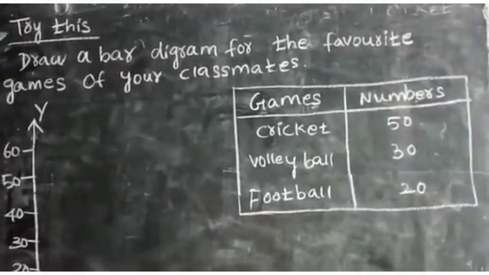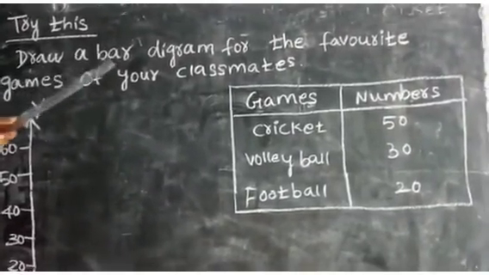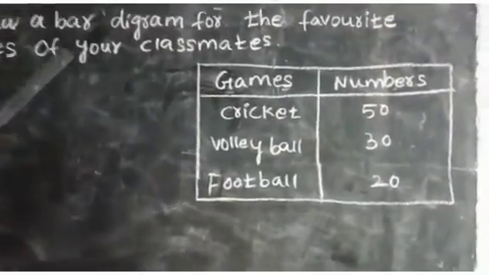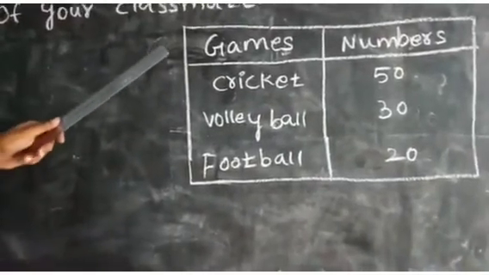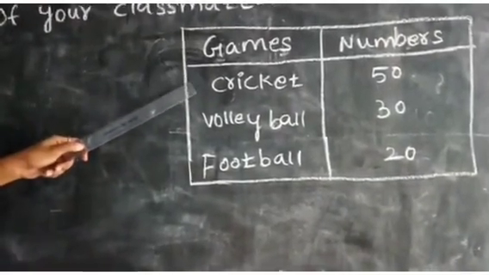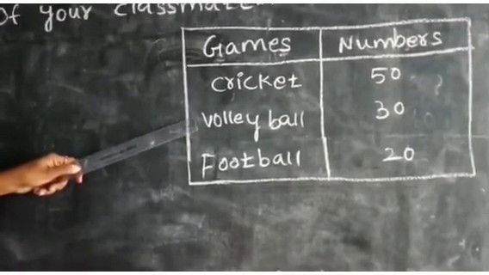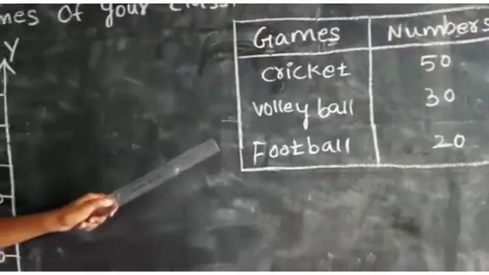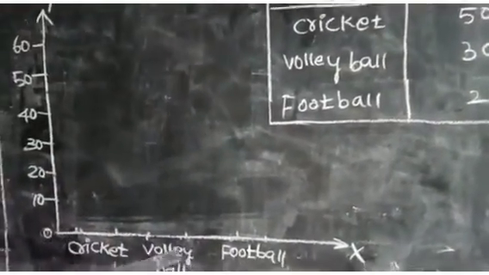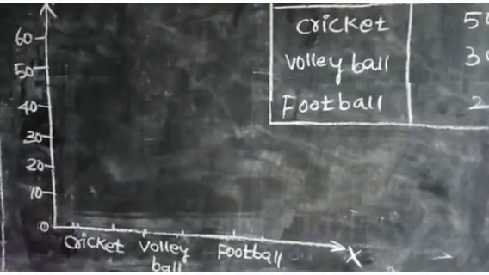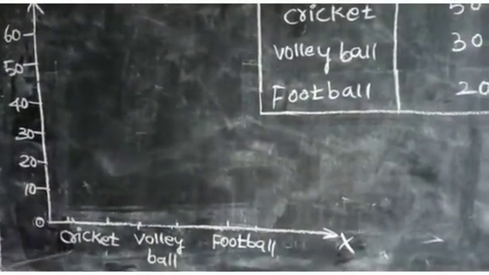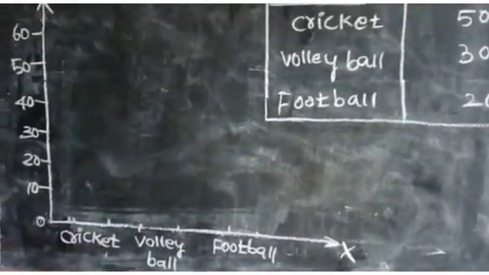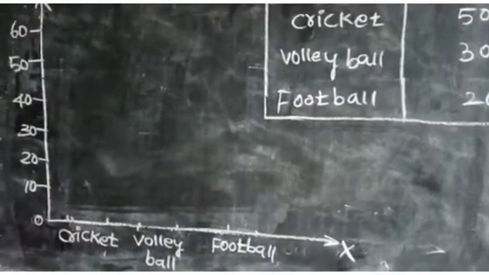Let us see, try this. Draw a bar diagram for the favorite games of your classmates. Let us assume some data. Games, numbers: cricket 50, volleyball 30, football 20. With this data, we are going to draw the bar graph. First draw the x-axis, then draw the y-axis. In the x-axis, I have written the game names: cricket, volleyball, football. In the y-axis, I have written the numbers with 10 intervals.